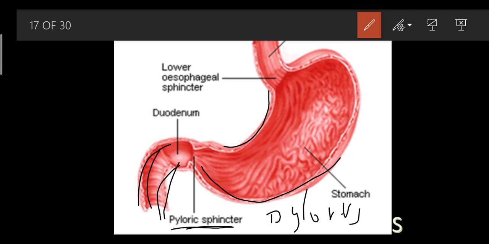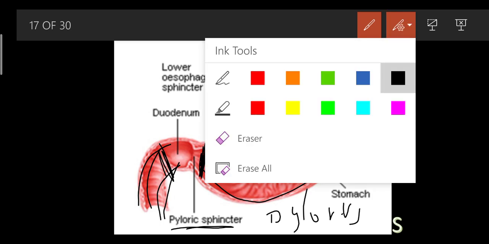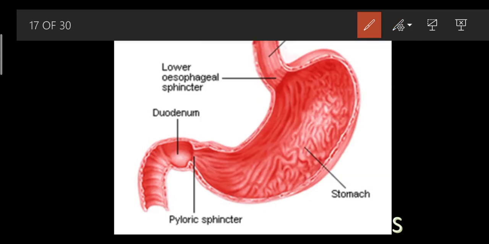So at the end of the stomach and start of the intestine, there is a muscle present called the pyloric sphincter. What is the function of this pyloric sphincter? It helps to prevent the backflow of the food. So this muscle will help you prevent the backflow.